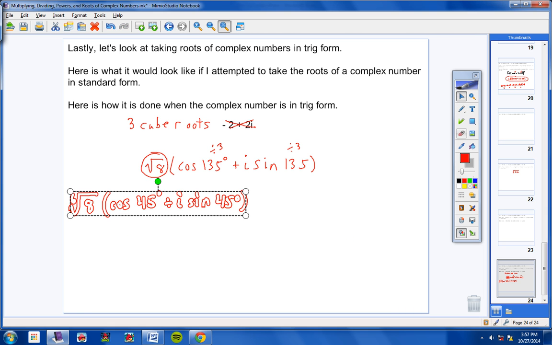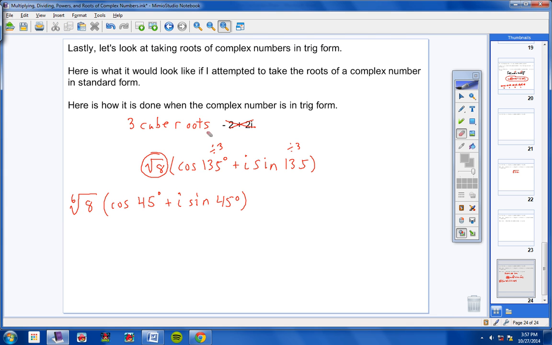If we are finding the square root of a complex number, then we want 2 answers. If it's a cubed root, then we want 3 answers. If it's a 4th root, then we want 4 answers. Okay? So because we're trying to find the cubed root of this complex number right here, then we want 3 answers. Okay? That's how it's always going to be.